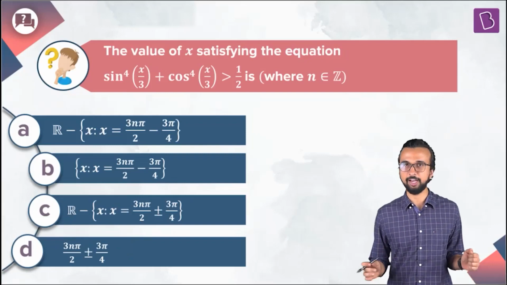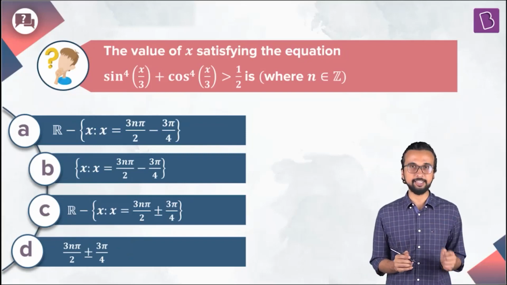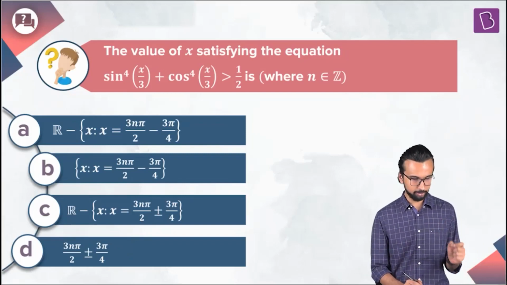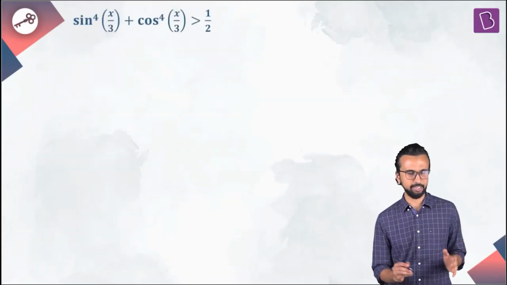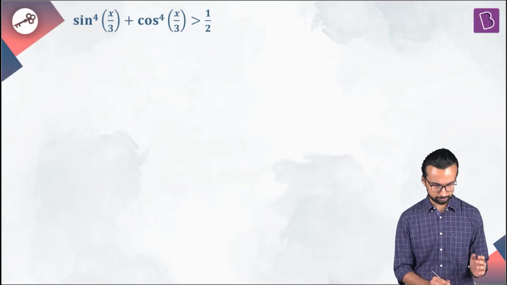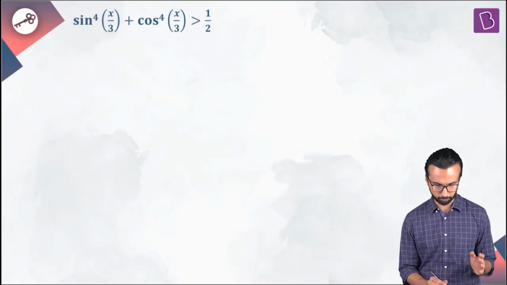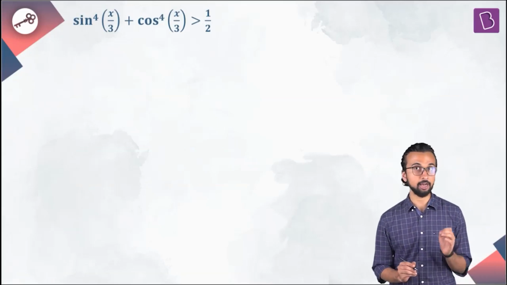We are looking for the value of x satisfying this given inequation. We are looking for the general solution of that. So let's get to solving this. We have our inequation here, sin power 4 of x by 3 plus cos power 4 of x by 3 greater than half.